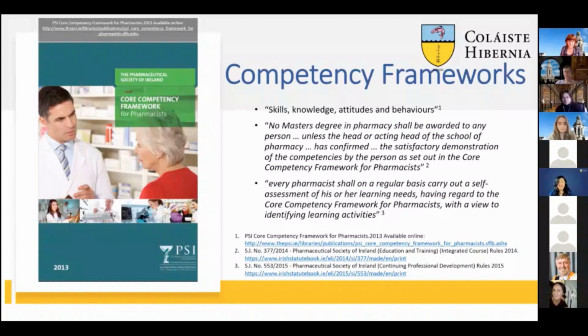And in fact, this competency framework is also a key foundation for pharmacists' lifelong learning, with further legislation requiring that every pharmacist shall on a regular basis carry out a self-assessment of his or her learning needs, having regard to the core competency framework for pharmacists with the view to identifying learning activities. Dr. Light is going to look at some competency assessment in more detail this afternoon later on in her session. So hopefully that background will be a little bit helpful.